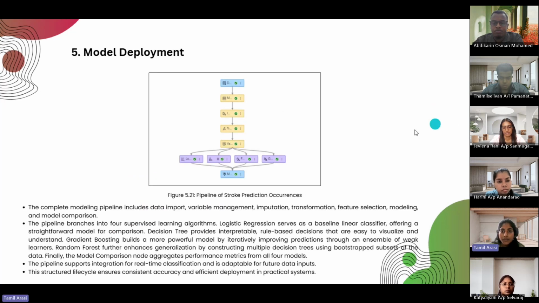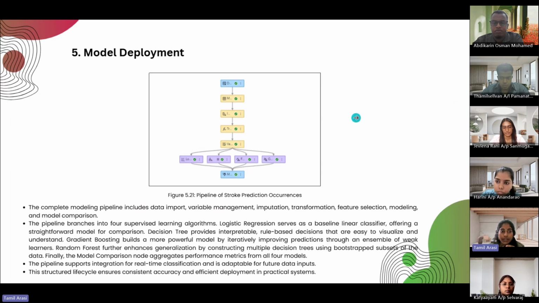And then lastly is the model deployment, where as you can see, the complete modeling pipeline includes data import, variable management, imputation, transformation, feature selection, modeling, and also model comparison. Here, the pipeline branches into 4 supervised learning algorithms. Firstly, logistic regression serves as a baseline linear classifier, offering a straightforward model for comparison. And then decision tree provides interpretable rule-based decisions that are easy to visualize and understand.